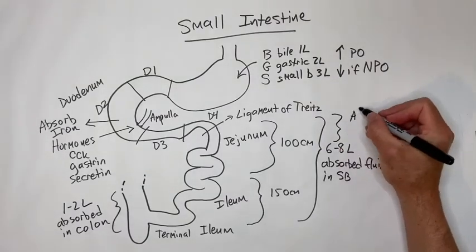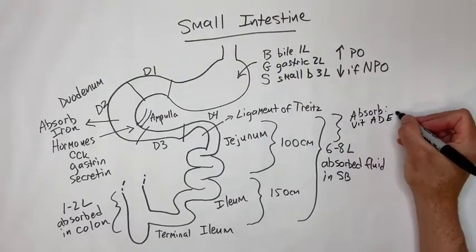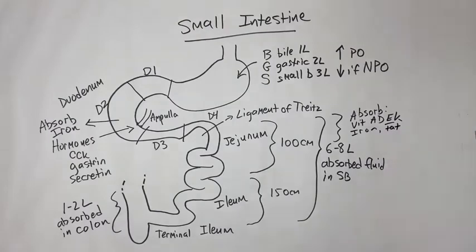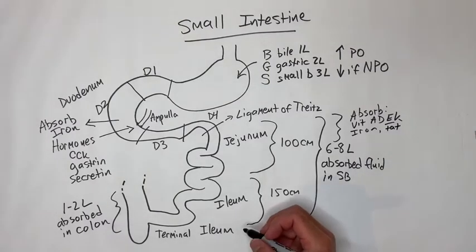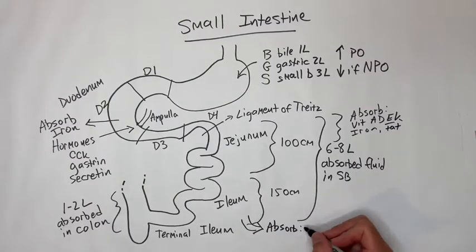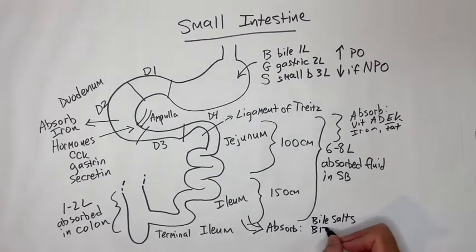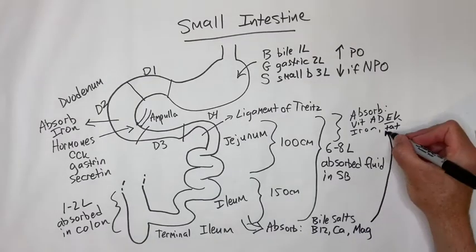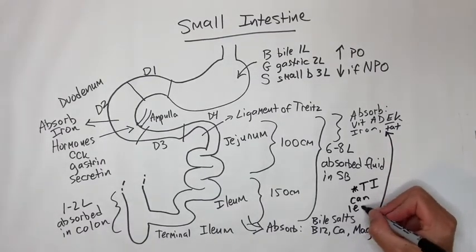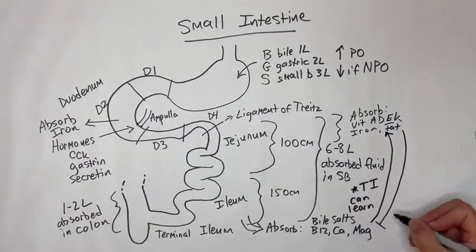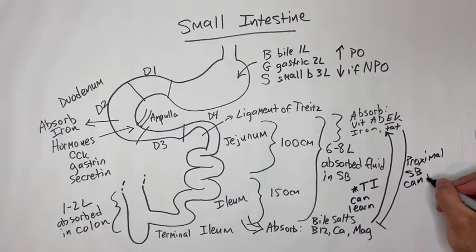The proximal small bowel absorbs more fat-soluble vitamins A, D, E, and K, iron, and fats. The distal ileum absorbs more bile salts, vitamin B12, which is bound to intrinsic factor, and calcium and magnesium. The ileum can adapt better for nutrient absorption to make up for loss of duodenum or jejunum. However, the proximal small bowel cannot adapt to absorb bile salts and B12 after loss of the ileum.